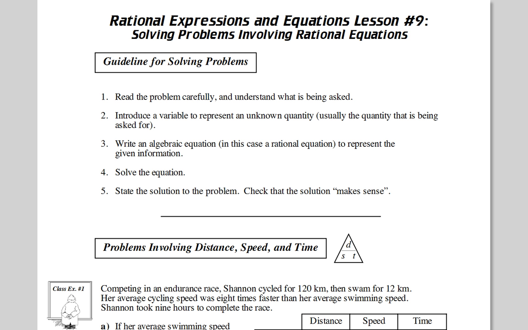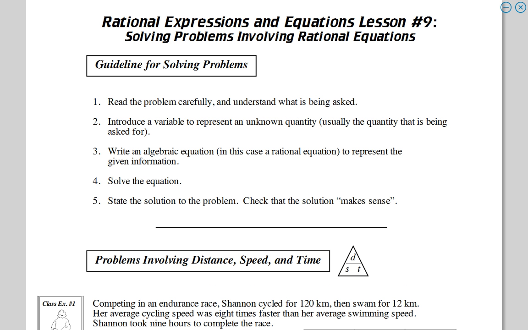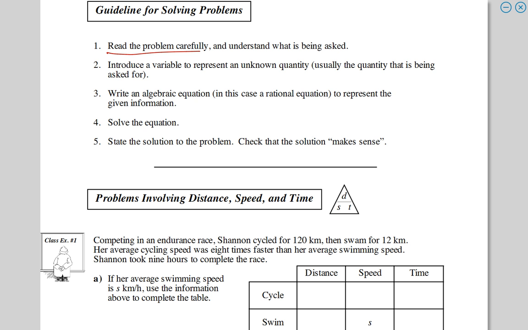Okay, so guidelines for solving problems involved in this unit for this course. The big one is reading the problem carefully. That's almost true in any course. Just read it carefully. And what you're going to have to do is introduce variables. And what you're going to need is an algebraic equation that's in rational form. So let's try to do this.